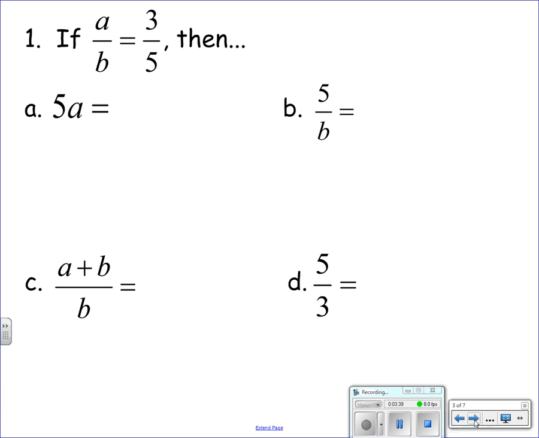So just looking at first some properties. If I have 5 times A, let's think about what I did. We did our cross multiplication: 5 times A is going to be equal to 3 times B. Now looking at B, I have 5 over B, that's going to be equal to 3 over A. Let me make that look like an A.